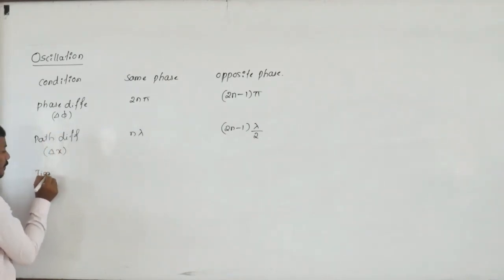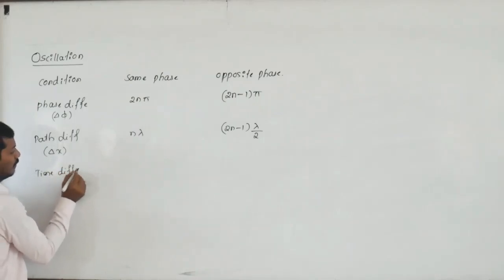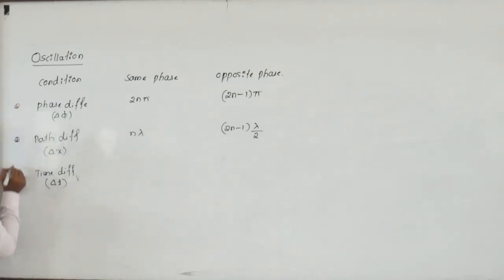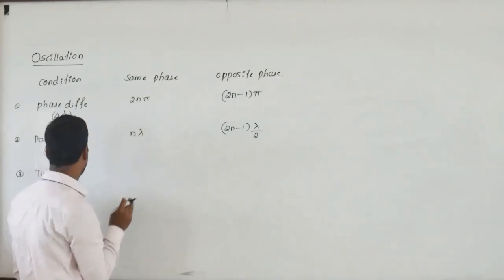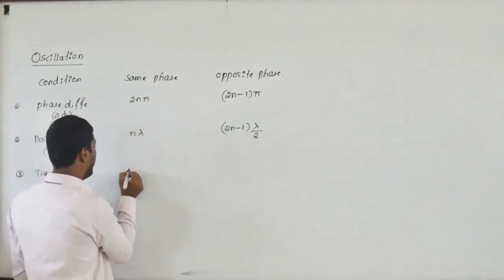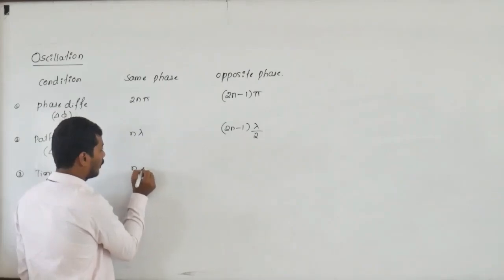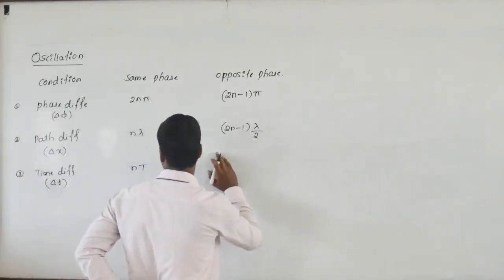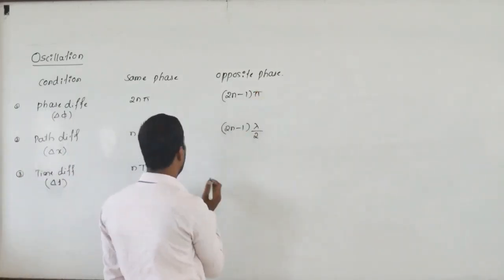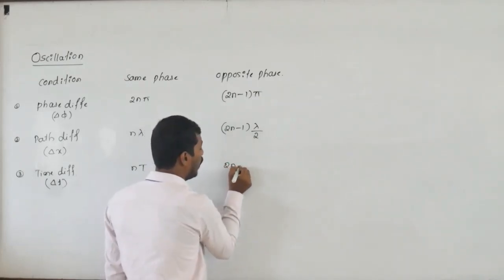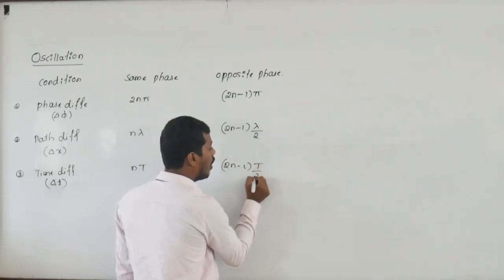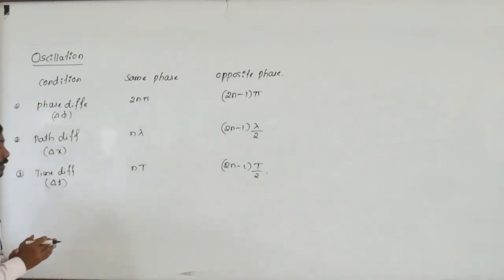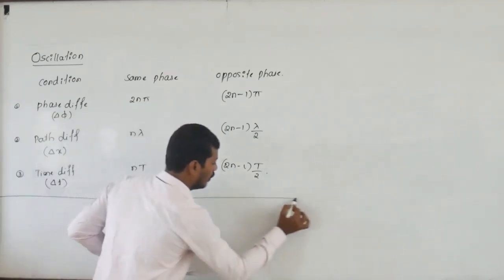Then another one is time difference, delta t. If both are in the same phase, it becomes n times T, an integral multiple of the total time period. And in opposite phase it becomes 2n minus 1 times T by 2, half of the time period. We have to remember this table always. This is very important.